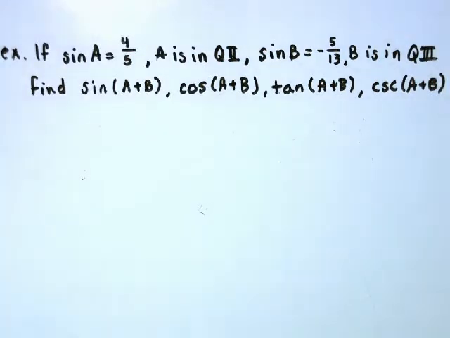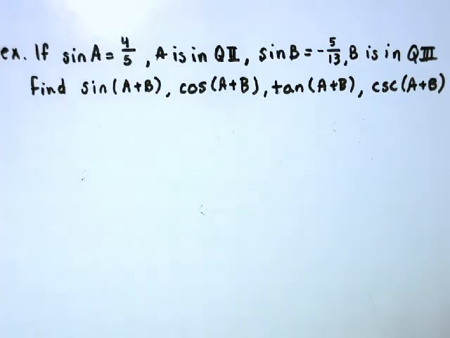Okay, our last example, we're given several pieces of information. If sine of A is 4/5, A is an angle in quadrant 2. Sine of B is negative 5/13. Angle B is in quadrant 3. We're going to find the sine of A plus B, cosine of A plus B, tangent A plus B, and cosecant A plus B. Okay, so let's start with sine.